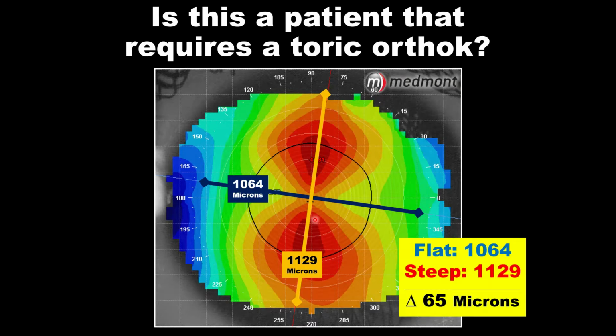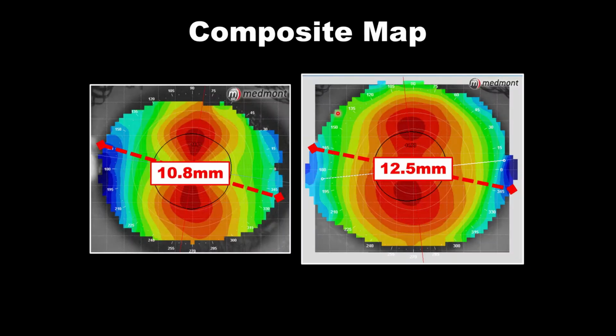Now that's a fairly toric central cornea at 2.5 diopters of corneal cylinder, but it's a very toric peripheral cornea because you see the limbus to limbus astigmatic shape, meaning central cornea is astigmatic, peripheral cornea is astigmatic. This would be suggestive that we need a toric ortho-K lens.